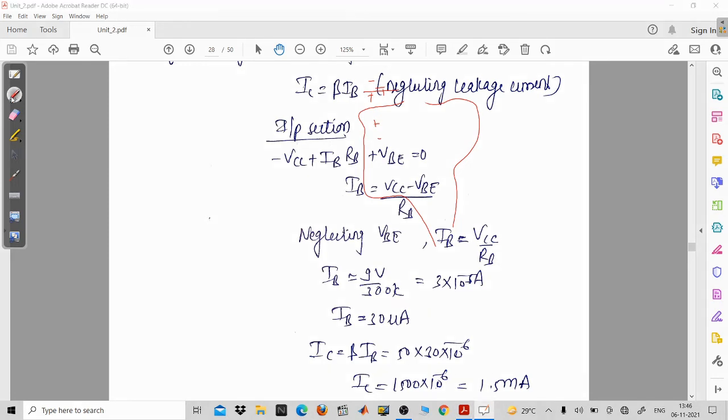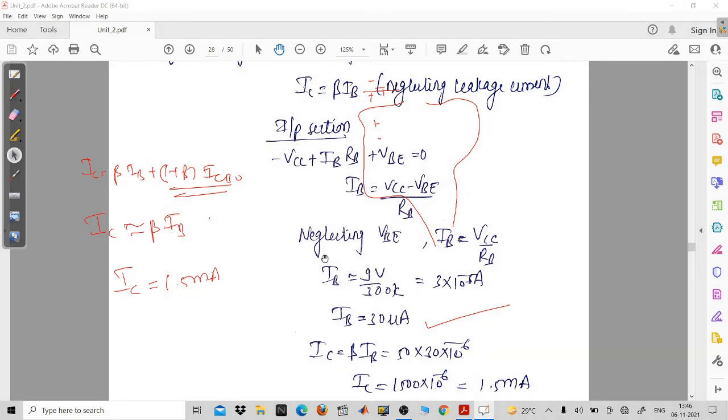Now what is the IC value? IC will be equal to beta into IB plus 1 plus beta into ICBO. Now this term is very, very small and it can be easily neglected. So IC will be nearly equal to beta into IB. You already found out this IB value, so just put this IB value here, and the beta is given in the problem, that is 50. So IC is coming out to be 1.5 milliampere for this circuit. So you can simply note the IC value.